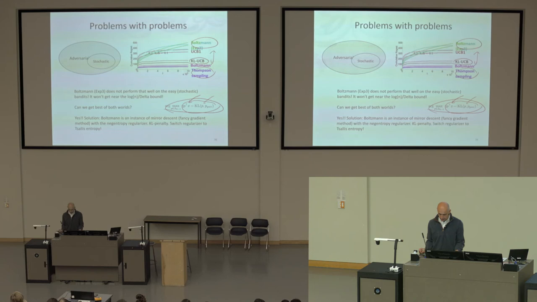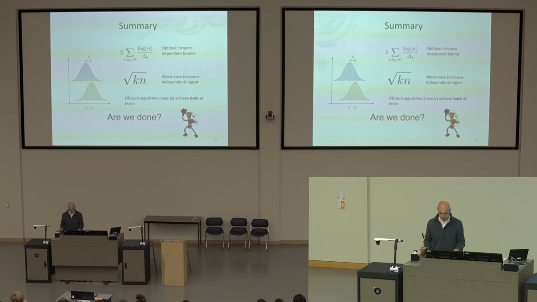It turns out that if you change the KL, which is based on the negative entropy, to the Tsallis entropy regularizer, then you can get the best of both worlds. So it's really neat that in this case, things work out fine. All right, so are we done? For the stochastic and the adversarial case, we have algorithms, and we have a single algorithm that does well in all cases.